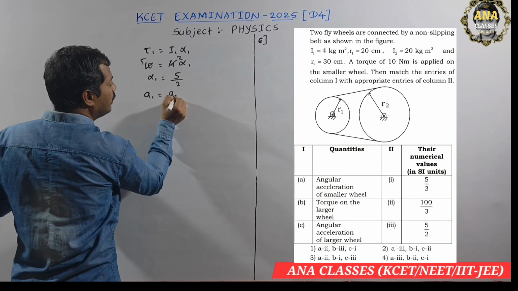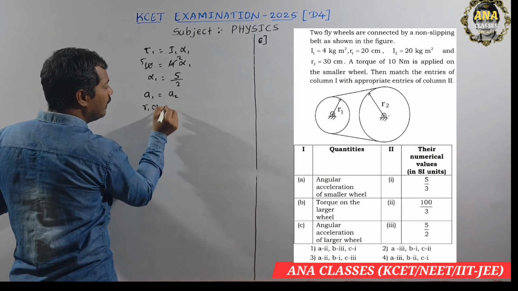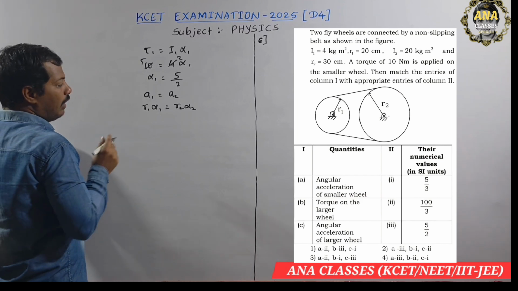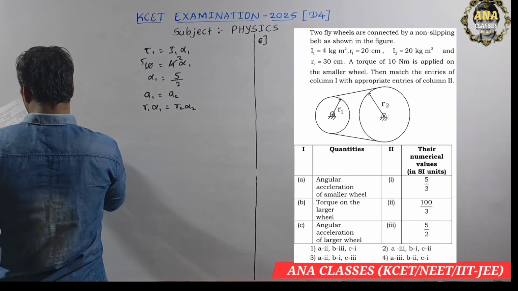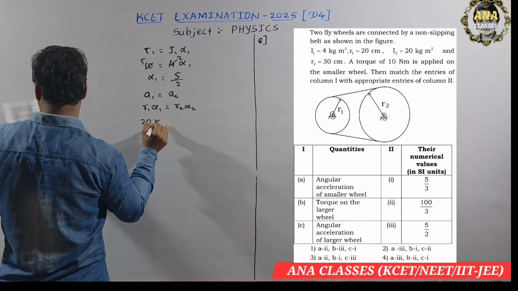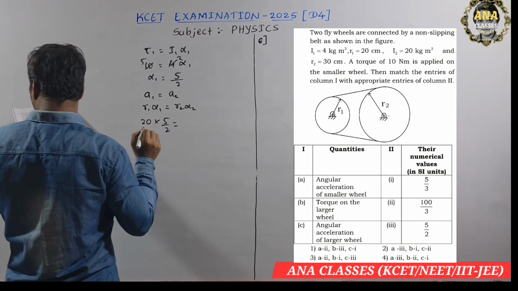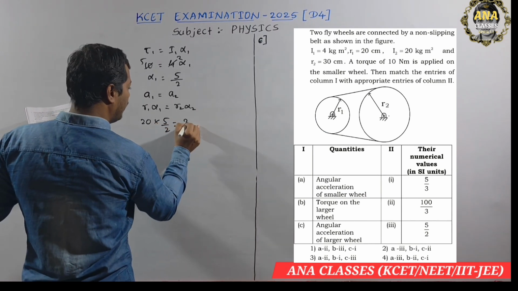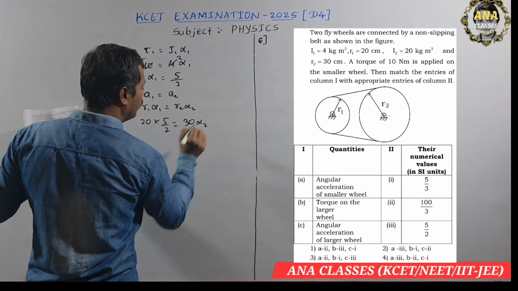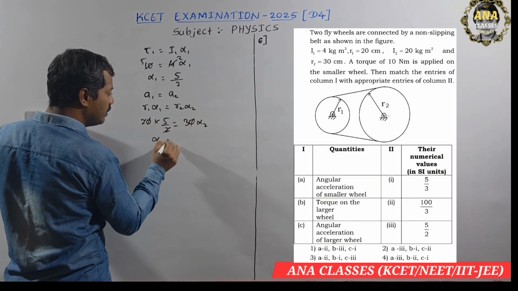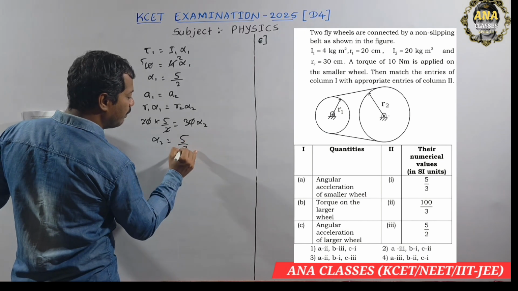Acceleration 1 is equal to acceleration 2, so R1 alpha 1 is equal to R2 alpha 2. R1 is given, so R1 is 20, and alpha 1 is already calculated as 5 divided by 2, and R2 is 30. We don't know the value of alpha 2. So by calculating, alpha 2 is equal to 5 divided by 3.